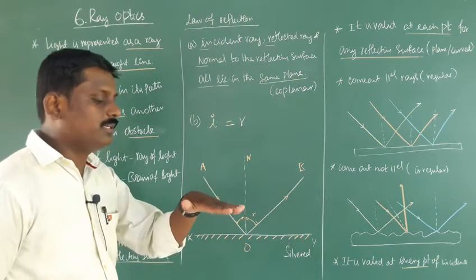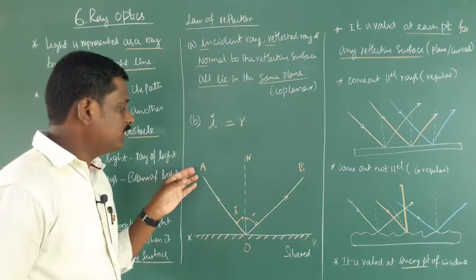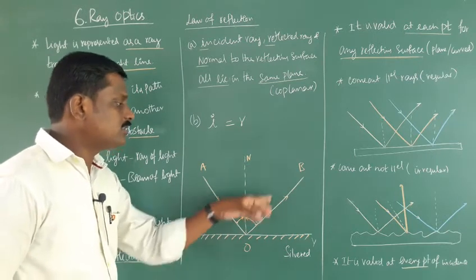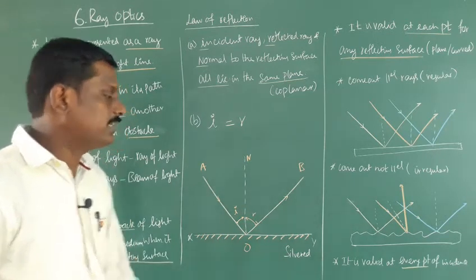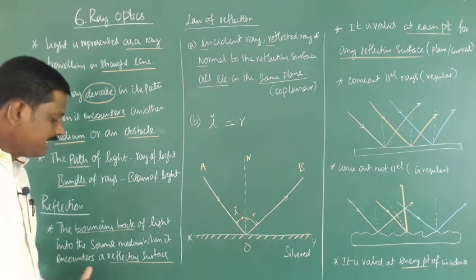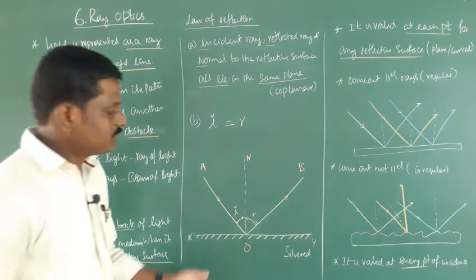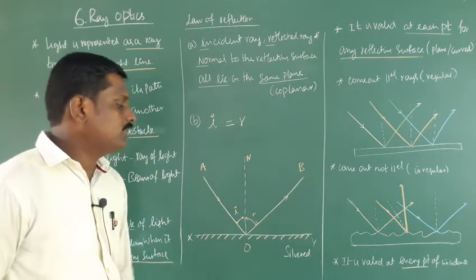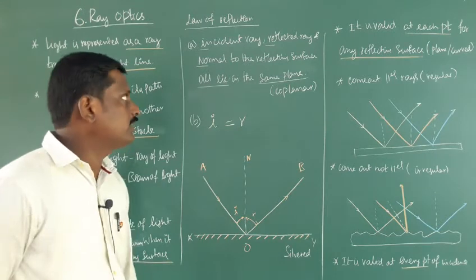The backside of the mirror is silver coated. Light travels, encounters a medium, and is reflected back into the same medium. That is reflection, the bouncing back of light into the same medium when it encounters a reflecting surface. Here the reflecting surface is the mirror, silver coated. XY is a plane mirror.